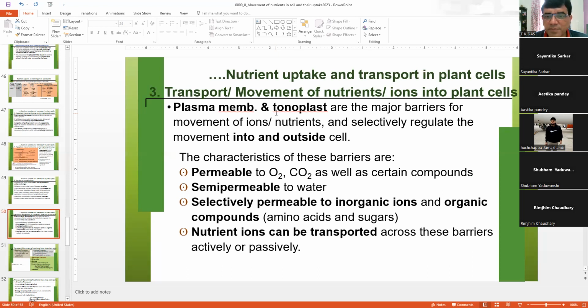The characteristics of these barriers or membranes are that they are permeable to oxygen, carbon dioxide, as well as certain compounds, semi-permeable to water, and selectively permeable to inorganic ions and organic compounds, amino acids and sugar. Selectively permeable means they will allow passage of certain inorganic or organic compounds, but for certain others they will not allow it. Nutrient ions can be transported across these barriers actively or passively.